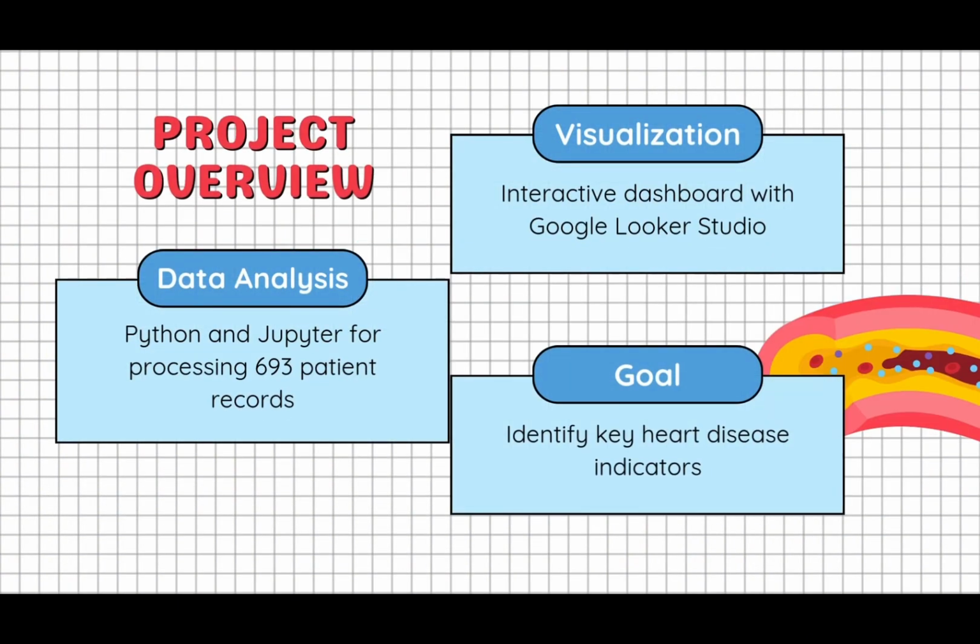Today we'll be sharing our heart disease analysis project. Our goal was to analyze patient data and extract insight that could help detect heart disease trends more effectively. This project is a combination of a Python-based analysis in Jupyter Notebook and an interactive dashboard in Looker Studio. Our objective was to identify key features that correlate with heart disease. We worked with a medical dataset, applied pre-processing and statistical analysis in Jupyter Notebook, and also built a dashboard to make our findings easy to understand and interactive.